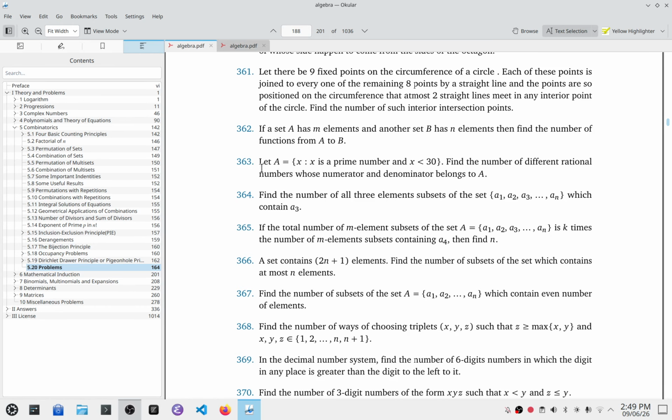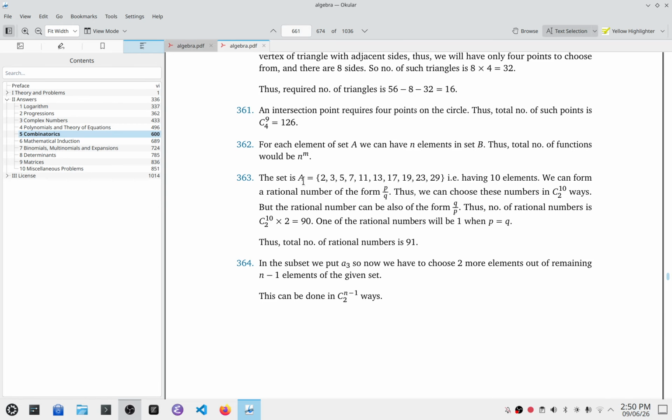Question 363 says that let A is equal to x, where x is a prime number and x less than 30. Find the total number of different rational numbers whose numerator and denominator belong to A. So A is a set of prime numbers, so A would be 2, 3, 5, 7, 11, 13, 17, 19, 23 and 29, because x is less than 30. So we have 10 elements.